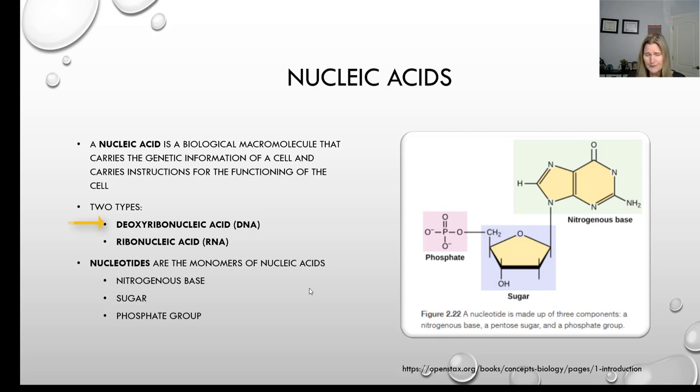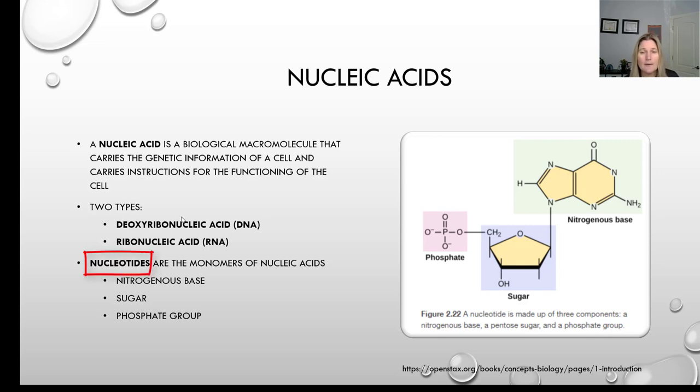So when you hear nucleic acids, you might think right away DNA. DNA is a type of nucleic acid, and it stands for deoxyribonucleic acid. The other type you may have heard of is RNA, ribonucleic acid. We'll talk in detail about these two molecules when we get into our units on heredity. But for now, each of these macromolecules is made up of subunits, the monomers.